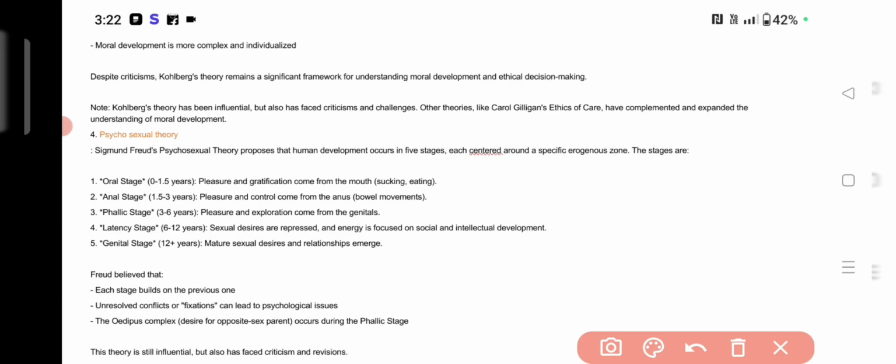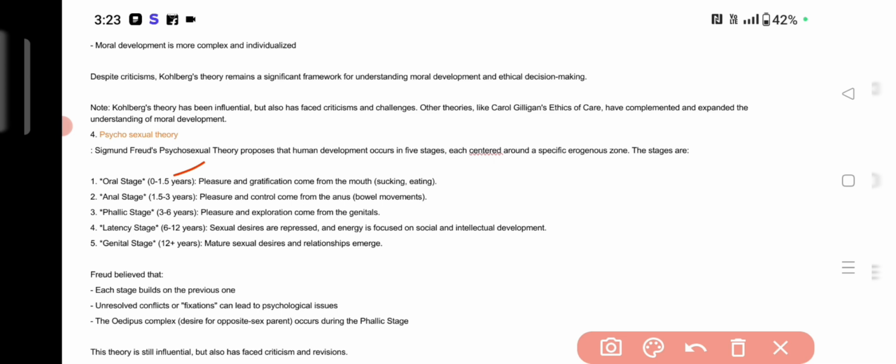So, coming to the psychosexual theory, which is proposed by Sigmund Freud, it proposes that human development occurs in 5 stages, each centered around a specific erogenous zone. The stages are oral stage, anal stage, phallic, latency, and genital. These stages also have age groups, from infancy to adolescence.